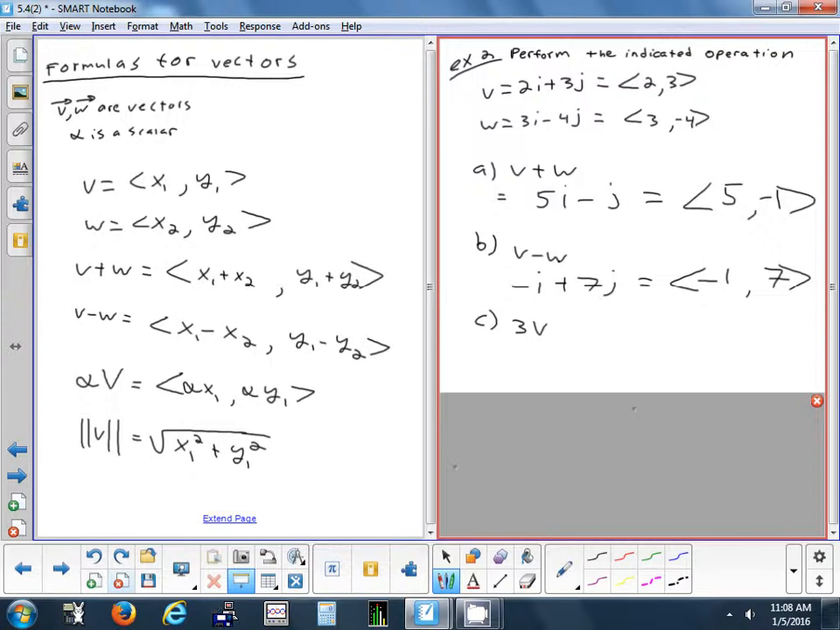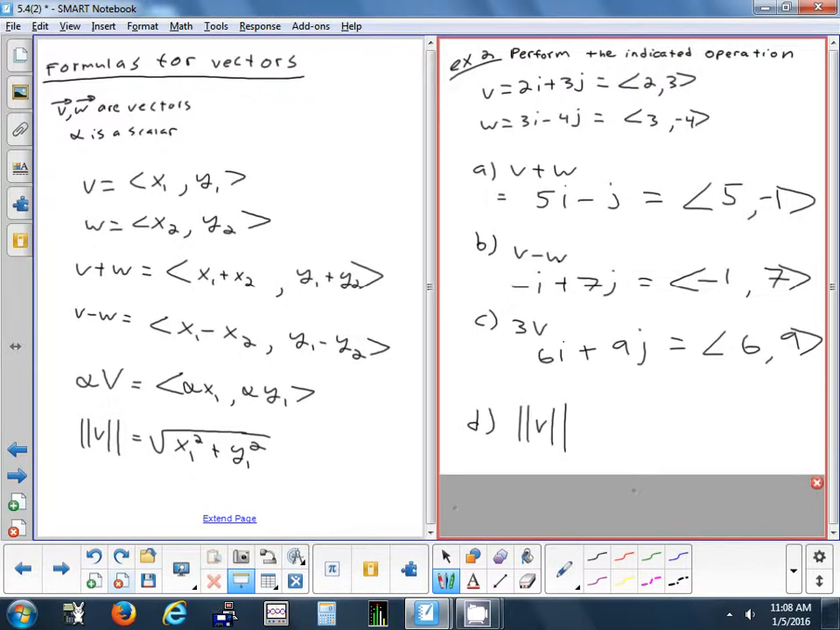Can you tell me what I get when I do that, Andy? 6i, 9j. Or you could write it, how would it be the other way? 6 comma 9. Yep. And the last thing we're going to do is find the length of v.